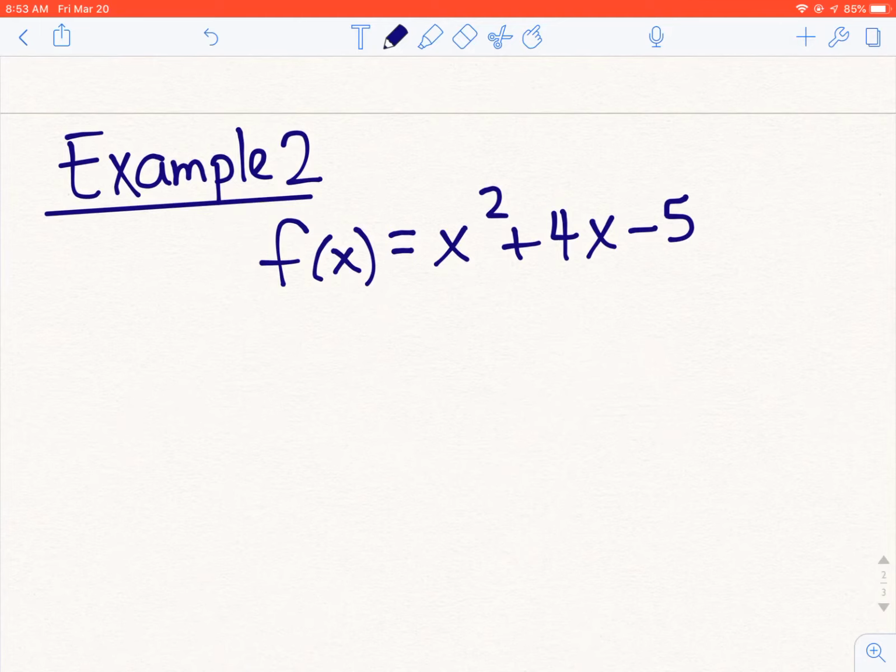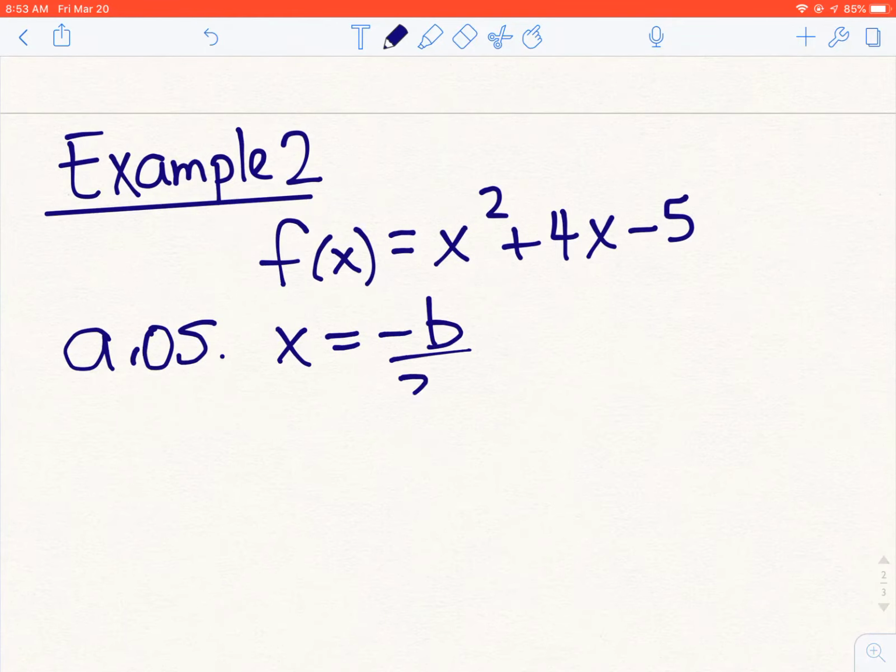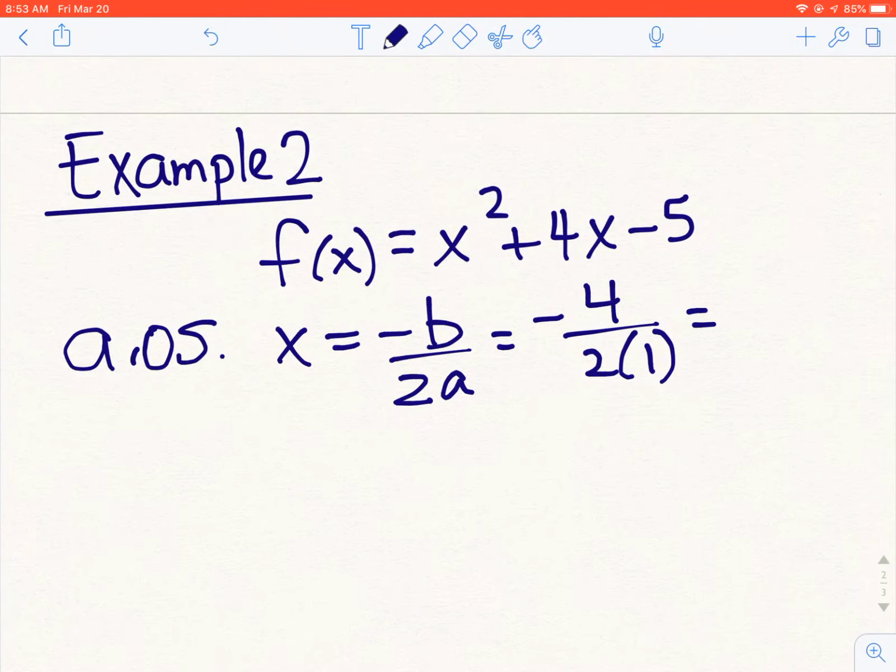All right, so the first thing I'm going to do is find the vertex, which means I'm going to find the axis of symmetry, which is x equals negative b over 2a, which is negative 4 over 2 times a, which is 1. So this axis of symmetry is negative 2. All right, and I know you can find most of this with your calculator, but it's always nice to be able to double check the calculator, or if it's a fraction on my calculator, make sure I can do it this way. All right, so that's my x value.